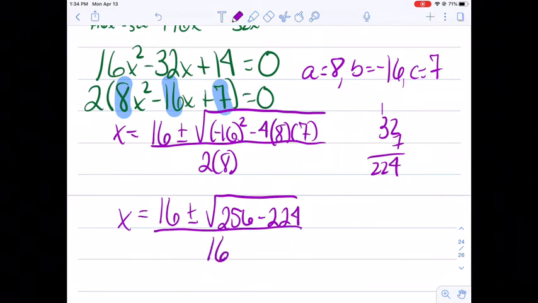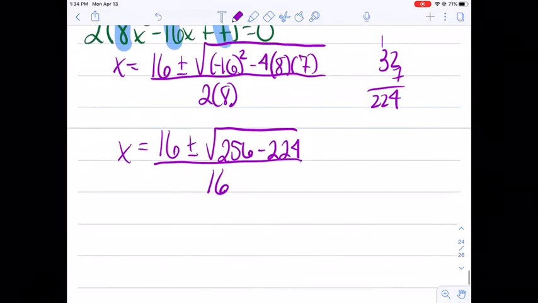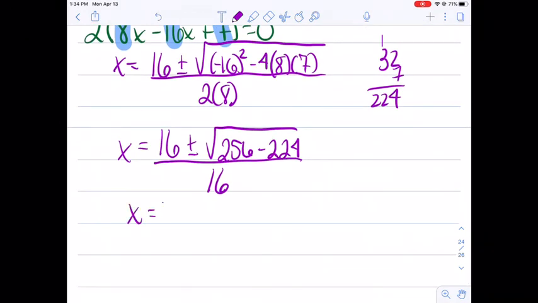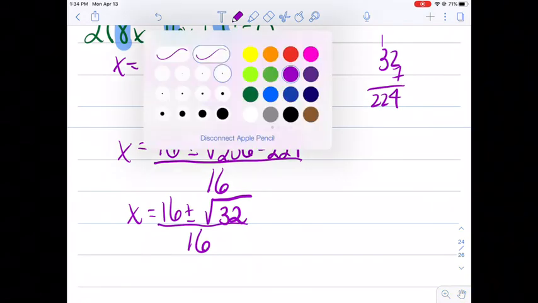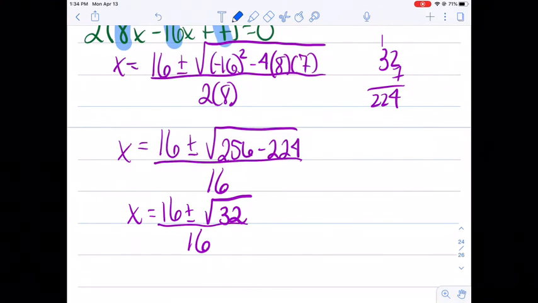all over 16. Okay, so then reduce the radical, of course. x equals 16 plus or minus the square root of 256 minus 224, which I believe is 32, over 16. Now at this point, you could go ahead and continue to simplify it down if you want to. Okay, we're going to go ahead and practice that. So it'll give you a chance to practice with the radical again. So we'll do that over here on the side.